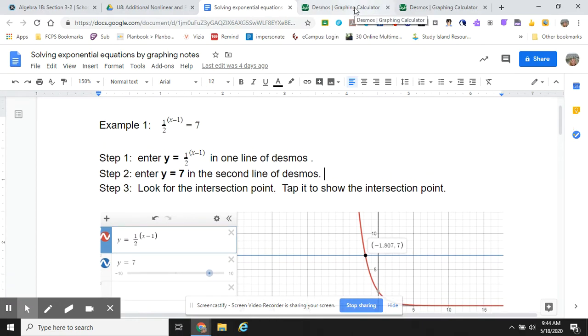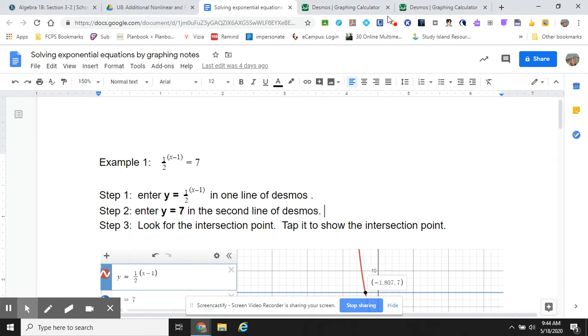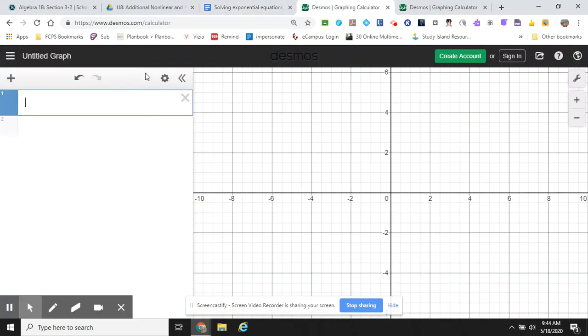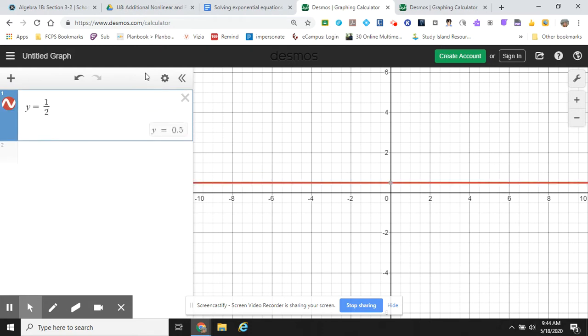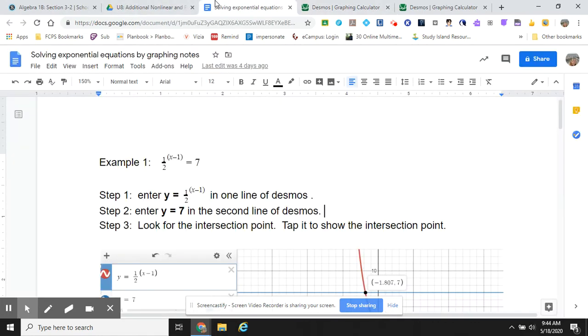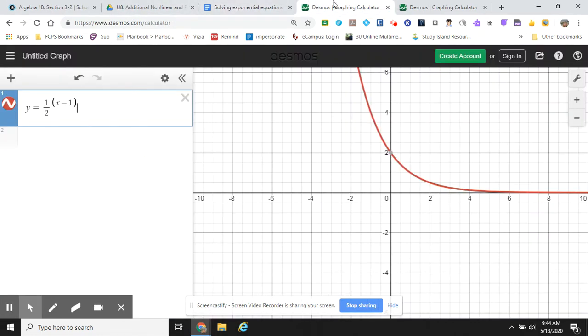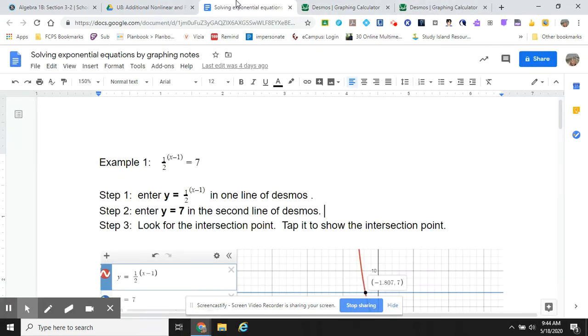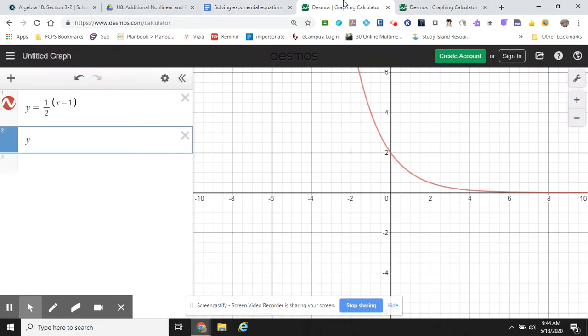So I want to show you how to type the first one in. So it's 1/2 to the x minus 1. So y equals 1/2. Now you have to hit the over arrow to move the cursor. And then do the power of x minus 1. That is what it was, right? Yes, x minus 1. 1/2 to the x minus 1. And then we're going to go down here to the second equation and type in y equals the right-hand side, which is 7. Y equals 7.